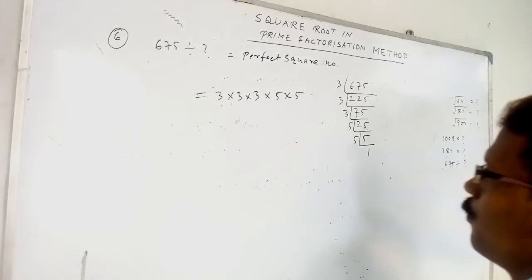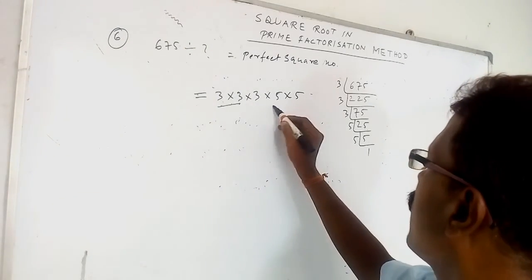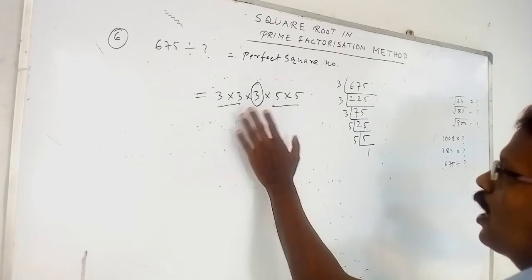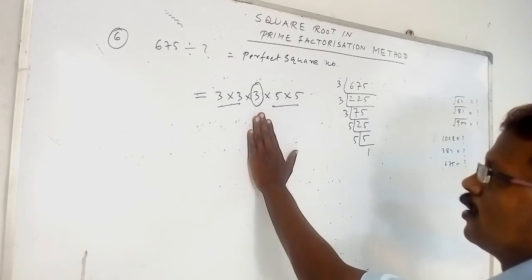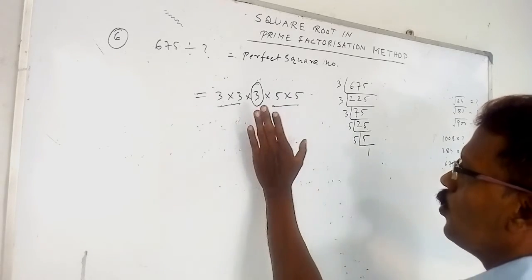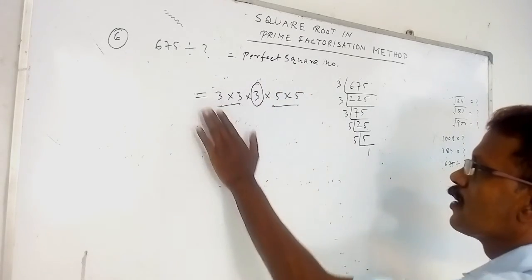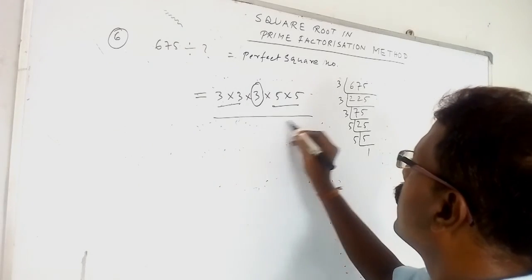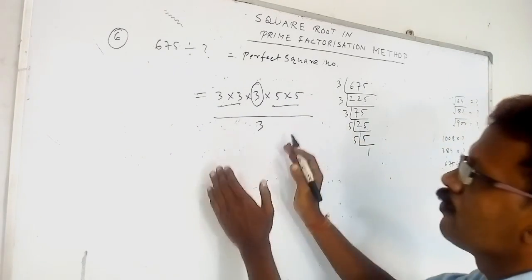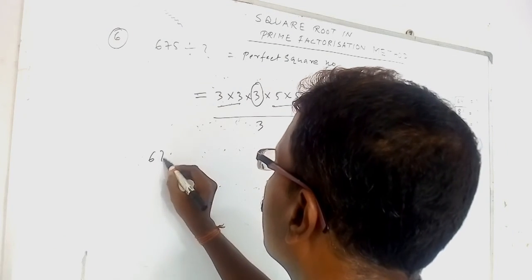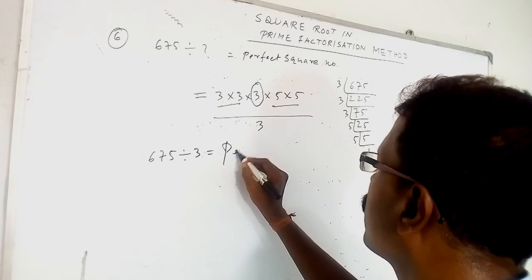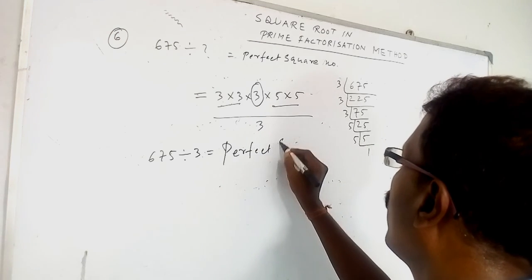Make pairs. This is a pair, this is another pair, but this is a single one, and you have to divide this number by 3 to eliminate 3. So your answer is 3. You have to divide this product by 3 to cut it, and the remaining portion will be a perfect square number. Therefore 675 must be divided by 3 to make it a perfect square number.